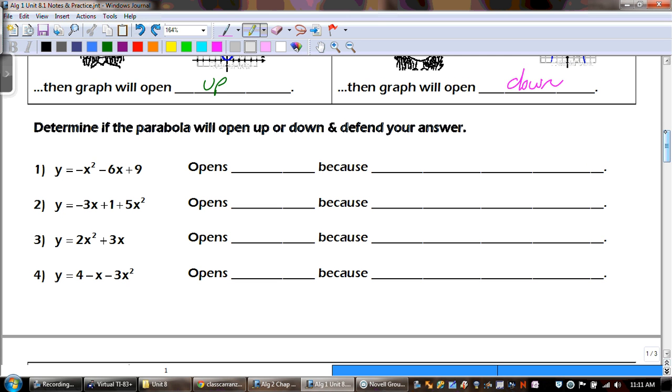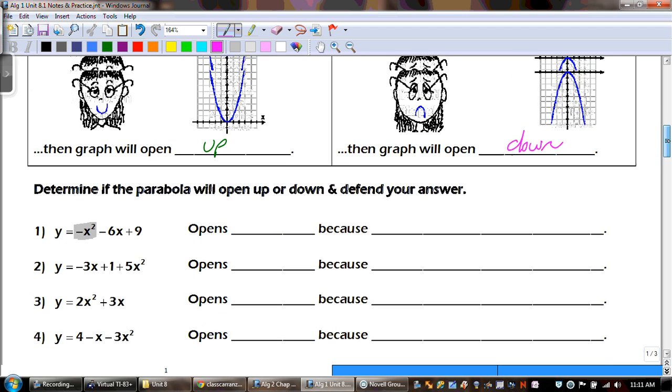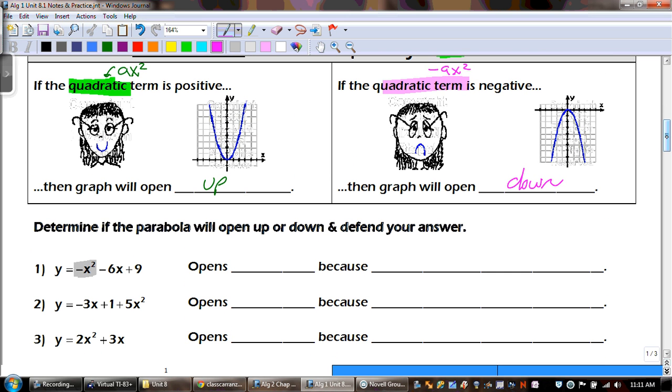It says determine if the parabola will open up or down and defend your answer. Our quadratic term is the x squared. Is that going to open up or open down? Is it positive or negative? It's negative. So it's going to open down. Why? Because our quadratic term is negative 1x squared.